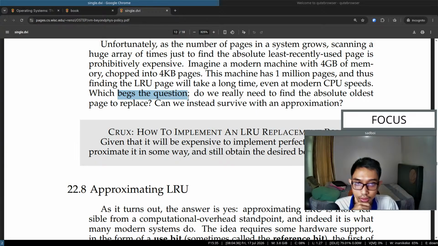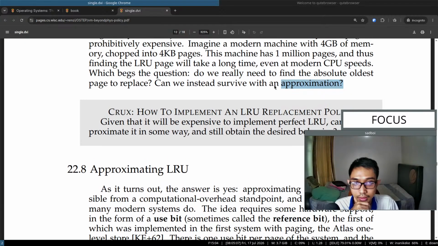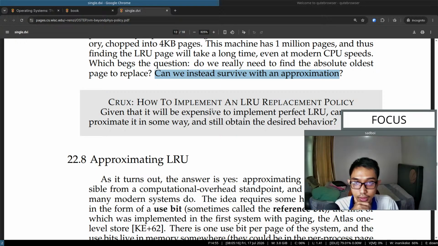Which begs the question: do we really need to find the absolute oldest page to replace? Can we instead survive with an approximation? Now, the follow-up question is, what kind of approximation do we need here?